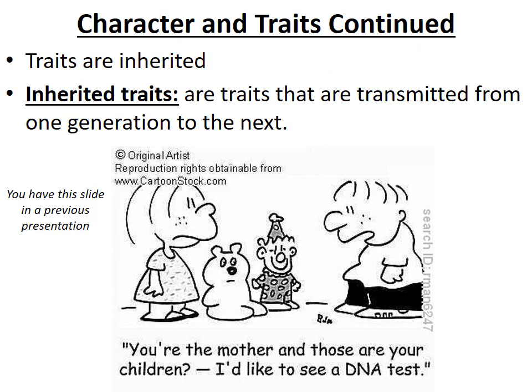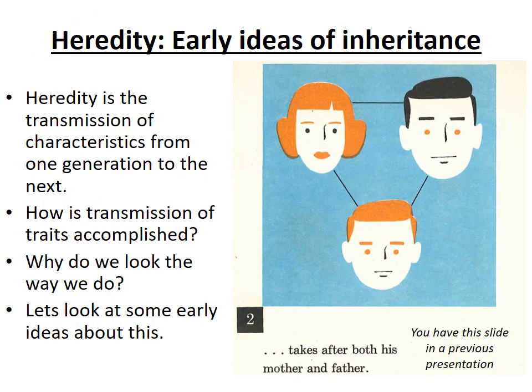Again, we're talking about inherited traits, so traits that are transmitted from one generation to the next. Before we go into more details on the idea that we know and how it works today, we're going to take a look at some ideas from the past. We already saw one idea called the preformation theory, but I want to go over a few other ideas of inheritance and then how they were disproven through experiments and through observations. So again, we're going to focus on early ideas of inheritance.